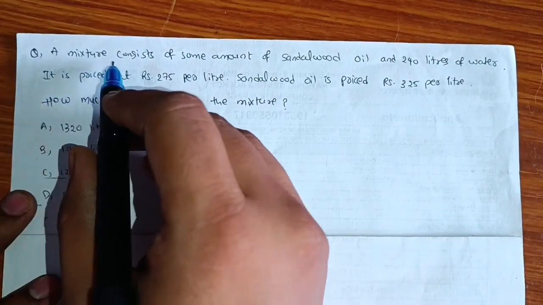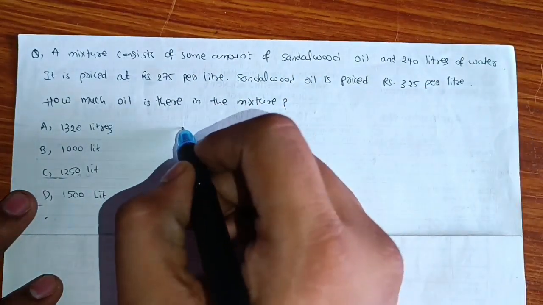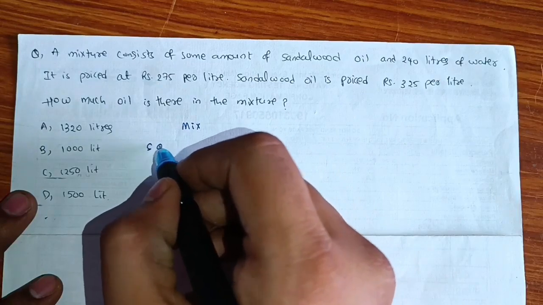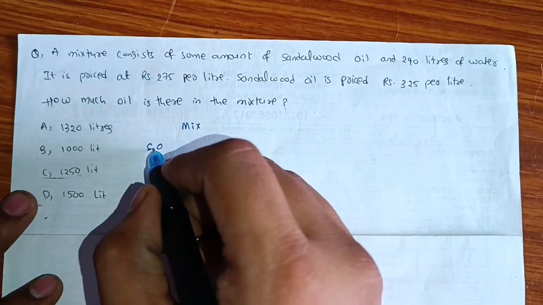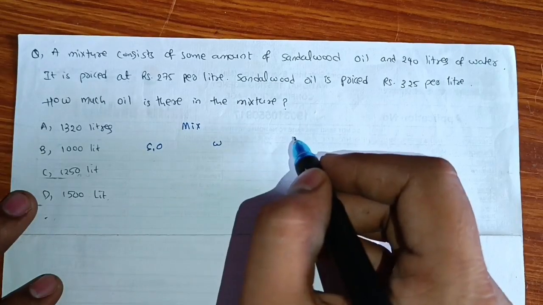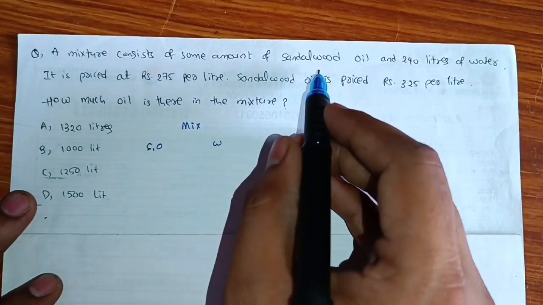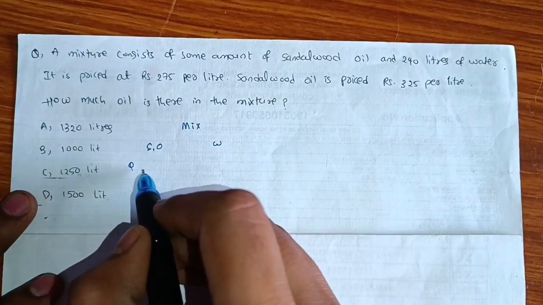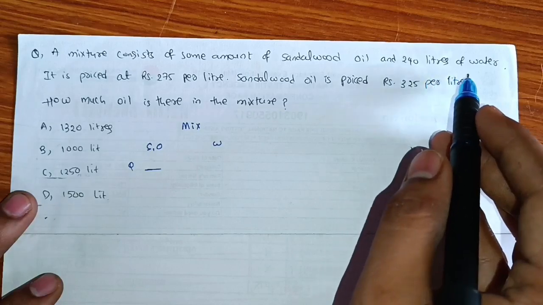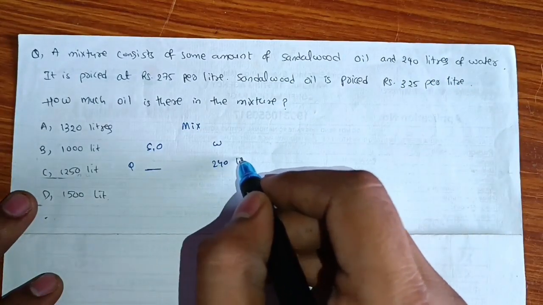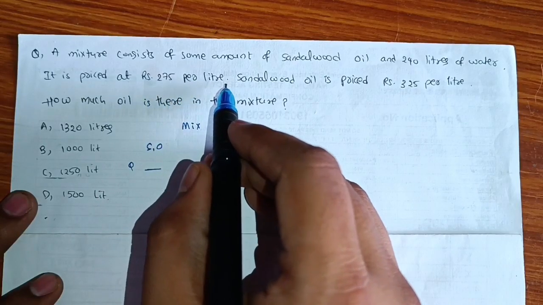The second question is: a mixture consists of some amount of sandalwood oil and 240 liters of water. So the mixture is formed with sandalwood oil and water. Here he has not mentioned the quantity of the sandalwood oil, but he mentioned the quantity of the water, 240 liters. It is priced at 275 per liter.